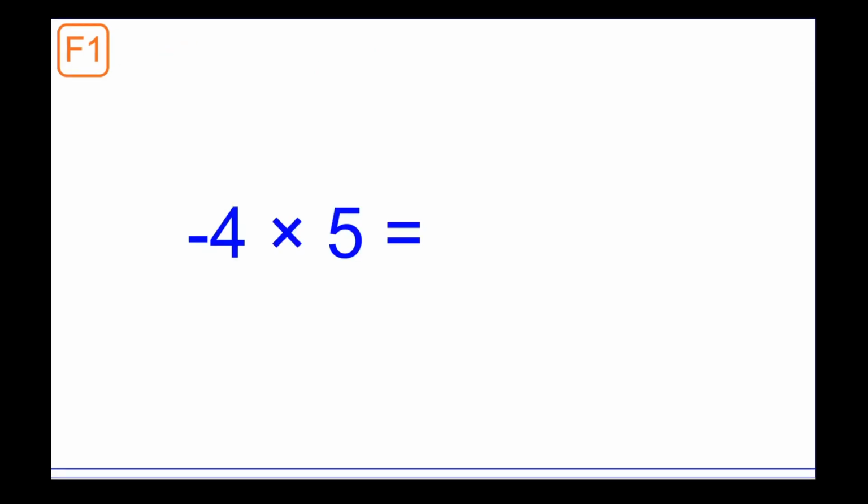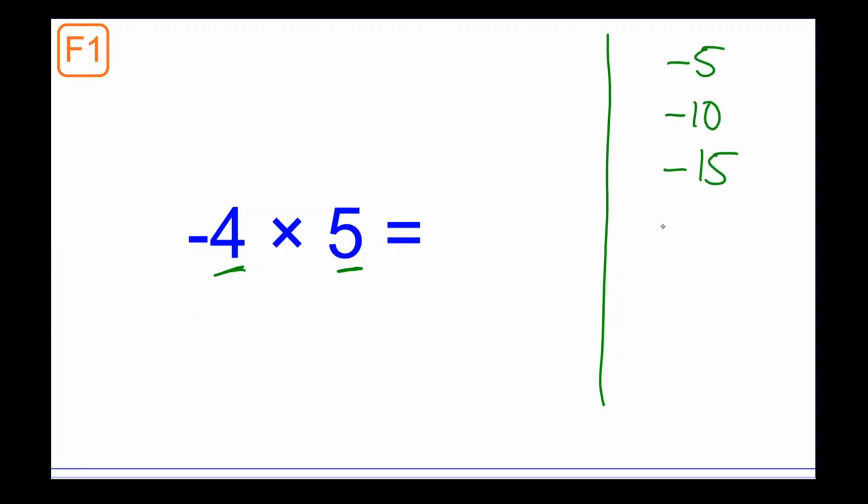Now we'll do negative 4 times 5, which means take away 5 4 times. So let's do it over here. That'll be negative 5 once, negative 10 twice, negative 15 3 times, negative 20 4 times. So the answer is negative 20.